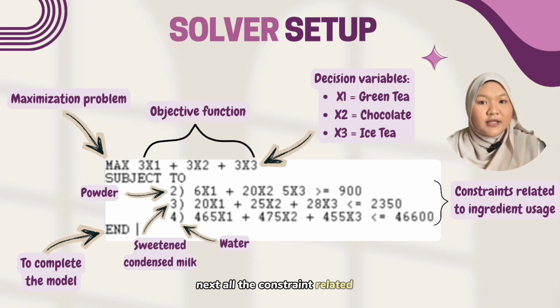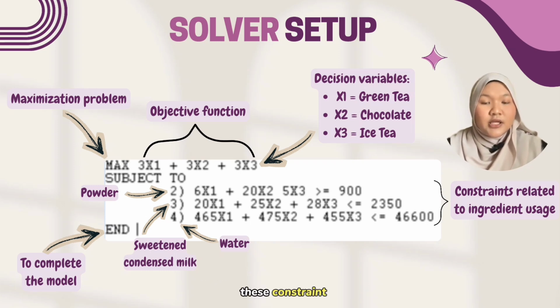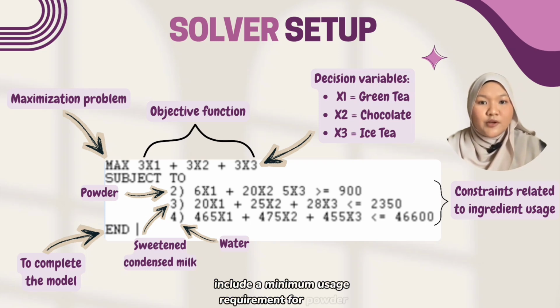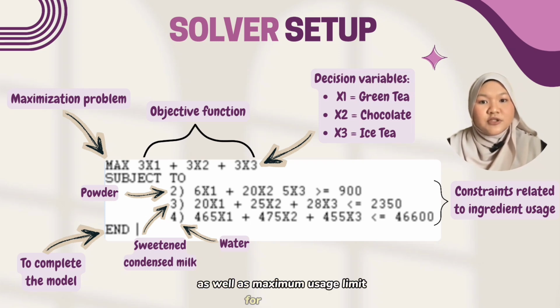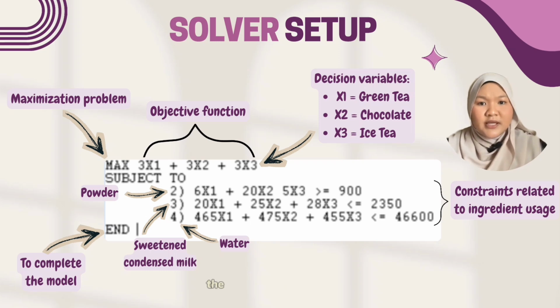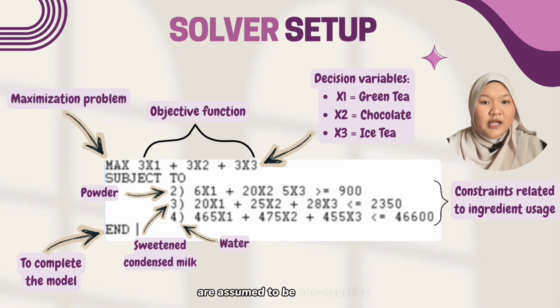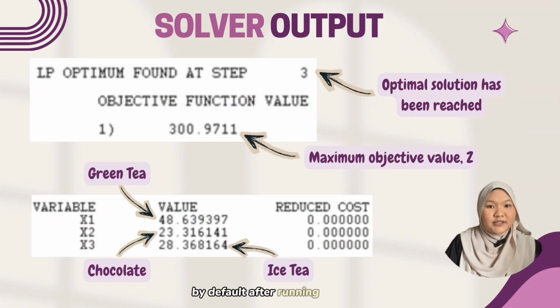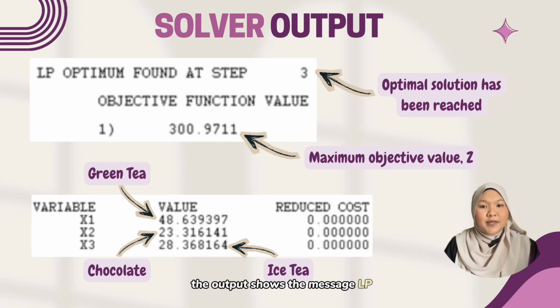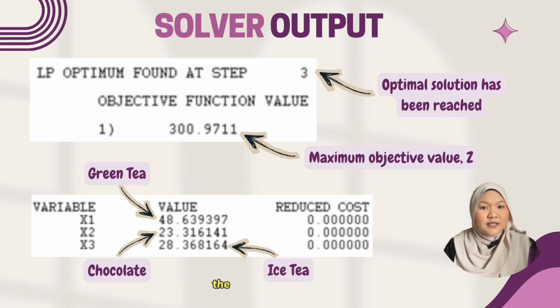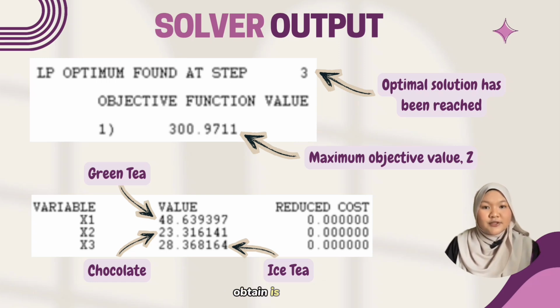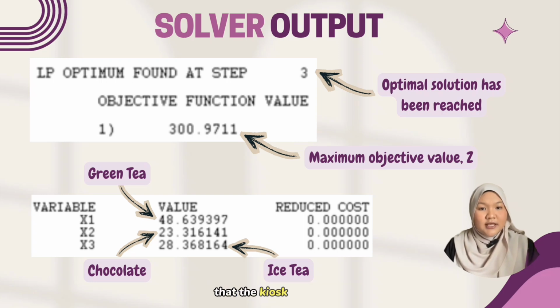Next, all the constraints related to ingredient usage are entered under the subject to section. These constraints include a minimum usage requirement for powder as well as maximum usage limits for sweetened condensed milk and water. The end command is used to complete the model, and all decision variables are assumed to be non-negative by default. After running the solver, the output shows the message LP optimum found at step 3, indicating that an optimal solution has been reached. The maximum value of the objective function obtained is 300.9711, which represents the maximum daily revenue that the kiosk can achieve.